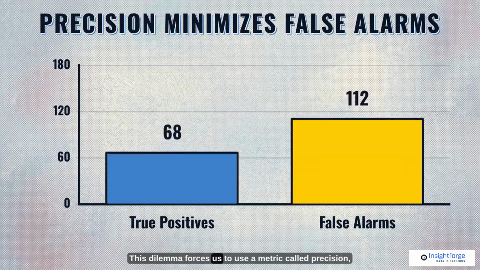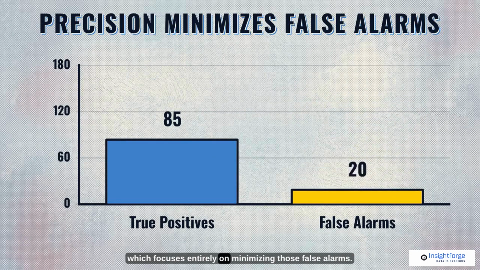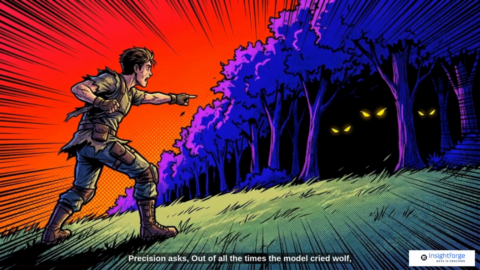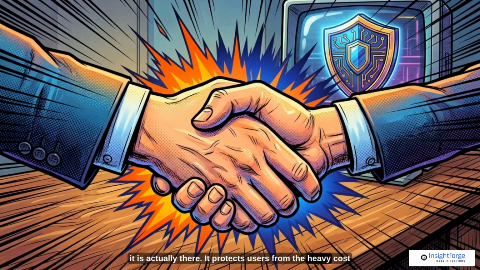This dilemma forces us to use a metric called precision, which focuses entirely on minimizing those false alarms. Precision asks, out of all the times the model cried wolf, how many times was there actually a wolf? High precision ensures that when the system flags something, it is actually there. It protects users from the heavy cost of false positives and builds trust.